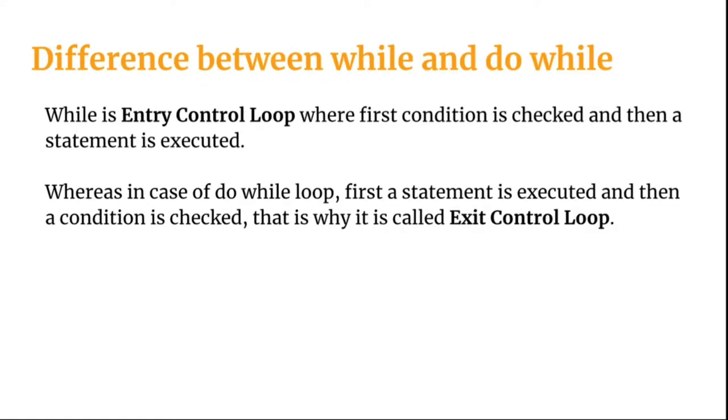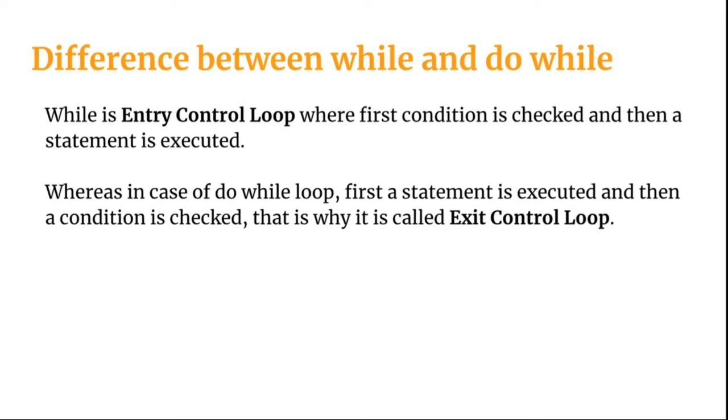One thing we must know when we are talking about loops is the difference between the while and do-while loop. In the while loop, first a condition is checked and then a statement is executed. That is why this is called an entry control loop. It means that if you want to enter the loop, you first have to check the condition. Only then will you be allowed to enter the loop. That is why it is called an entry control loop.